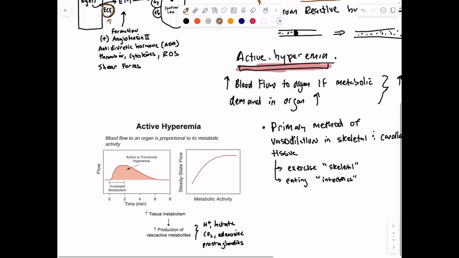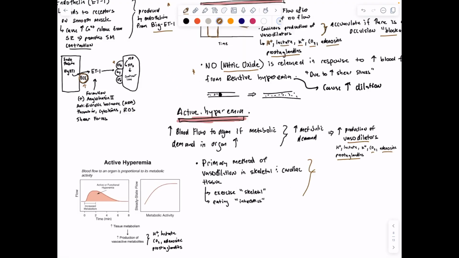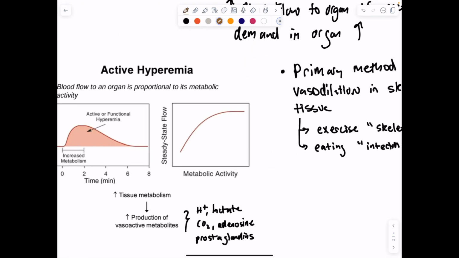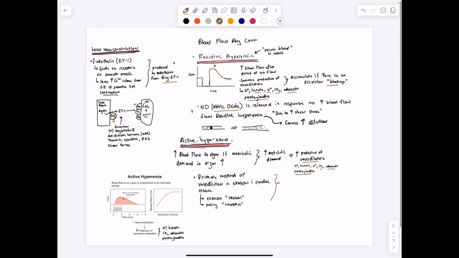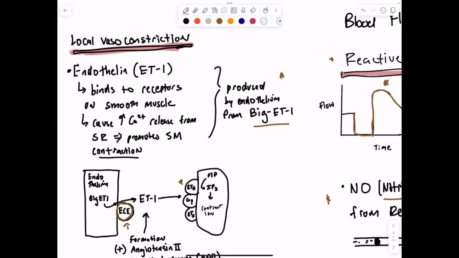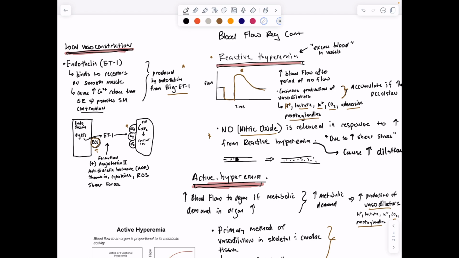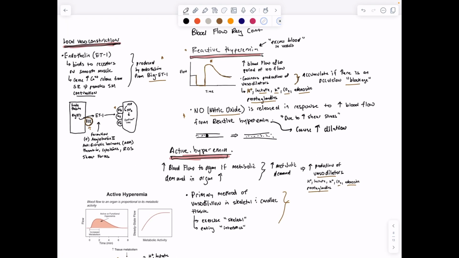All right, so you can think exercise for skeletal and then eating for intestines, and both will cause active hyperemia. So an increase in tissue metabolism is going to result in increased production of vasoactive metabolites, resulting in vasodilation. And then our one example of vasoconstriction so far has been endothelin, ET1, which is produced by endothelial cells and causes calcium release from the sarcoplasmic reticulum, promoting contraction.